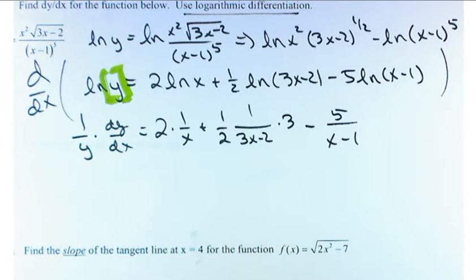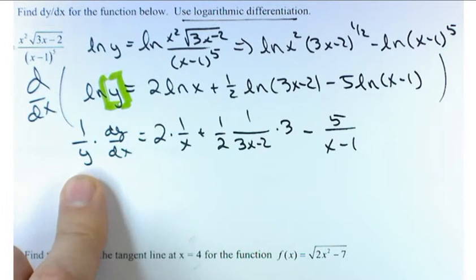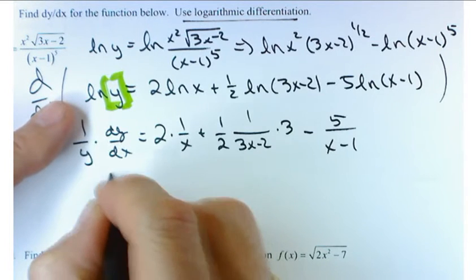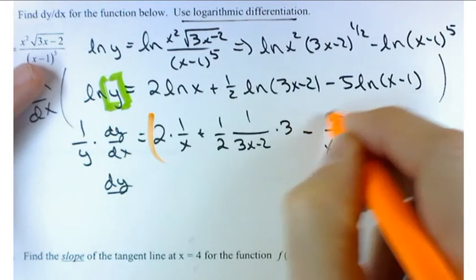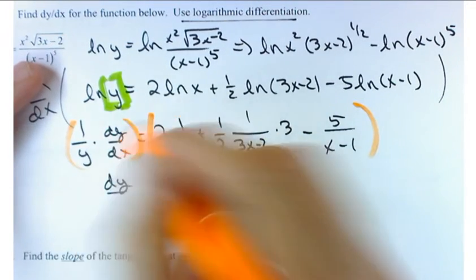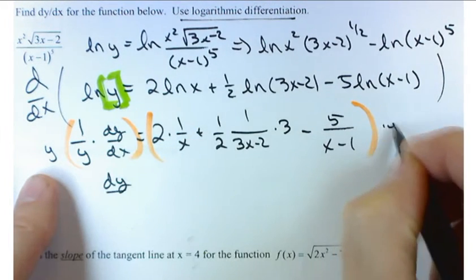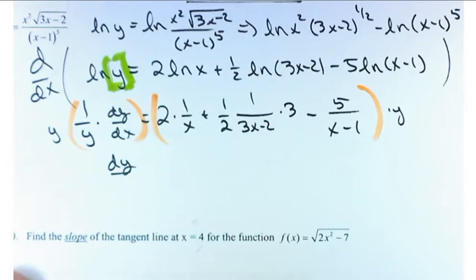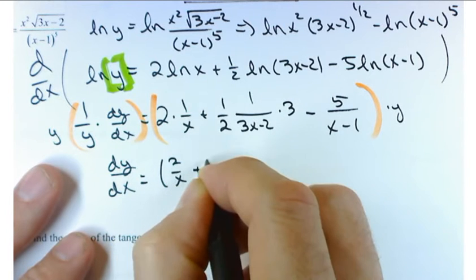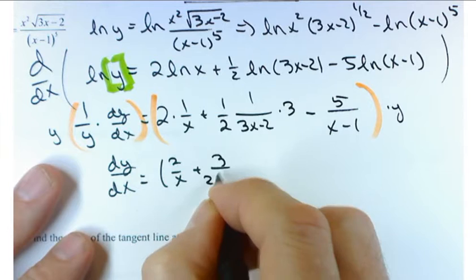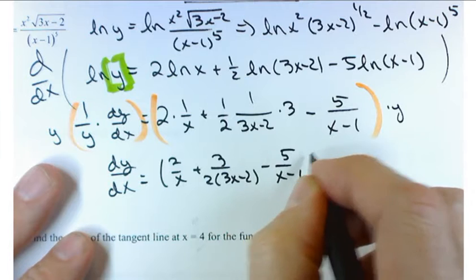Now let's clean this up a little bit. I want to get dy by dx all by itself, and I've got this 1 over y term here. So what I can do is replace that, or say, I should not replace that. How about if I multiply both sides by y? If I do that, on the left-hand side, those y's are going to cancel each other out. I get dy by dx equals 2 over x plus 3 over 2 times 3x minus 2 minus 5 over x minus 1, times y.